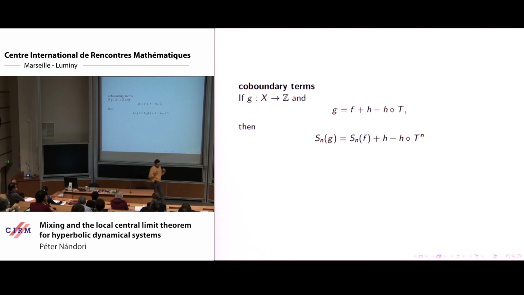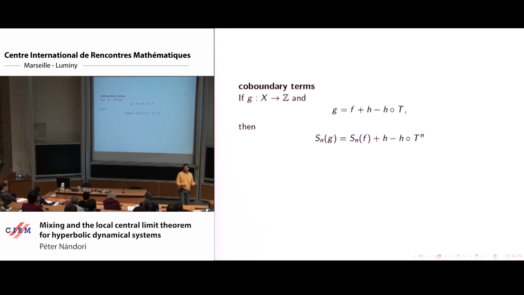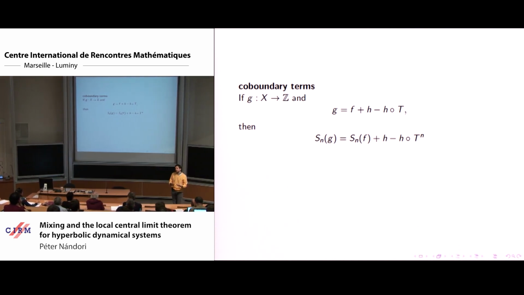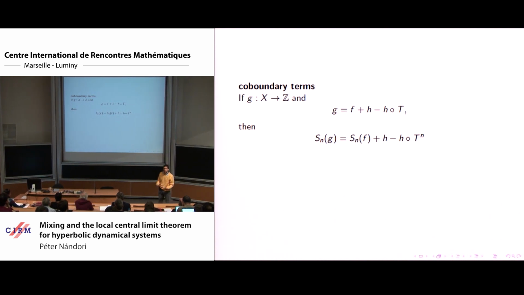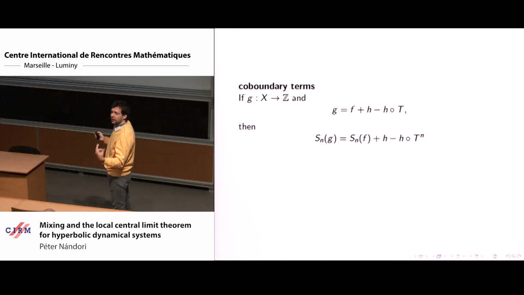So for dynamical systems, there is always this little bit of issue with coboundaries. Okay, we already heard this in previous talks, so let me just go through it very quickly. If you have two functions, g and f, such that g minus f is a coboundary, so that this equation holds, then Sn of g is almost the same thing as Sn of f, except for these two terms, minus g plus h composed with T to the n.